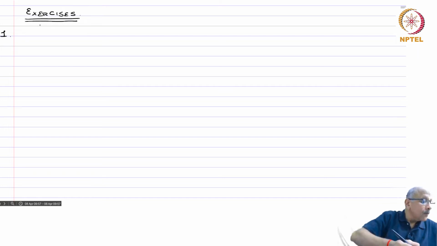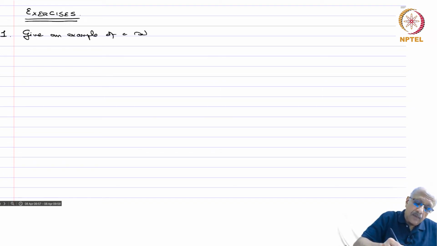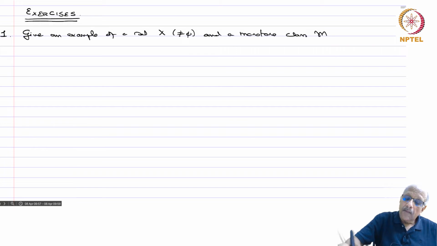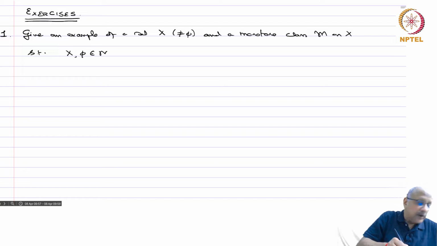So now time for some exercises. Give an example of a set X which is non-empty and a monotone class M on X such that the empty set belongs to M and M is not a sigma algebra.